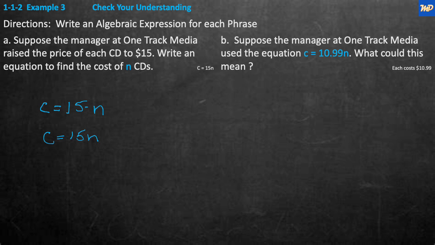Suppose the manager of One Track Media used the equation C equals 10.99n. What would this mean? What could it mean? Well, it means the same thing it did with C equals 15n. The only difference is that the 10.99 means the manager is charging $10.99 per CD. That's it.